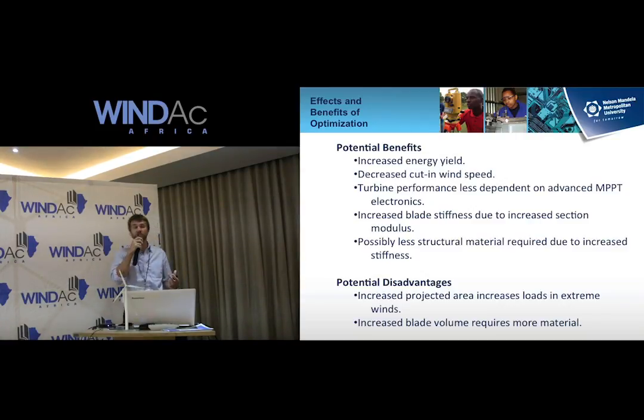Disadvantages: increased projected areas. We have these fatter blades which interact more with the wind. So if we're trying to stop our turbine, there's a lot more surface area. And then, I've kind of contradicted myself a bit, but I also say a possible disadvantage is you might need more material because it's a fatter blade.